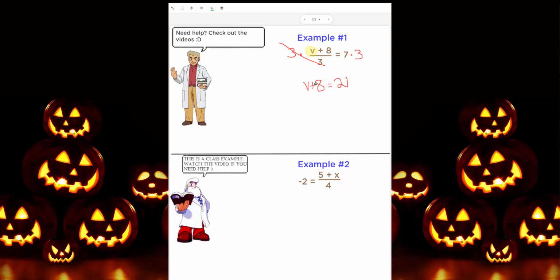So this plus 8, what do we do to cancel out a plus 8? Well, we do the opposite of addition, which is subtraction. So we're going to subtract 8 from both sides. And that means that these are going to cancel. And that's going to give us v equals 21 minus 8, which is 13. So v is equal to 13. And just like that, we're done with the first example.